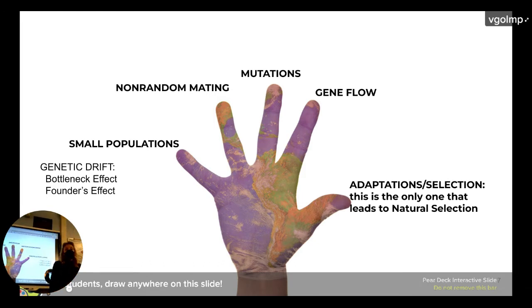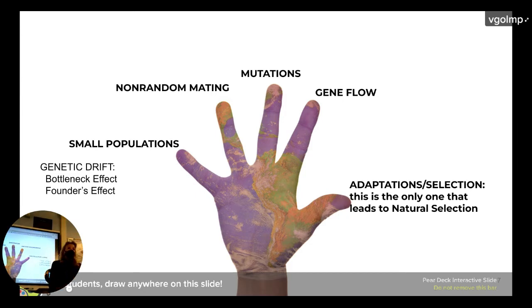Yes. Is founder's effect the one with the disaster? Or is that bottleneck? Which one is the disaster? Bottleneck. You're going through the neck of a bottle. Not everybody makes it. Founders, you're the founding population, a new population. Like kind of just decided to migrate somewhere and then start a population there?